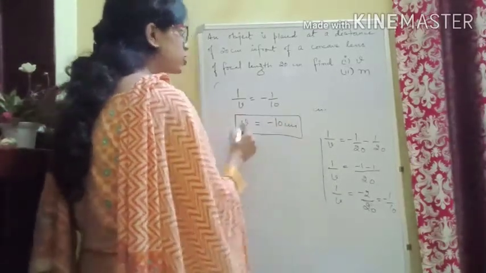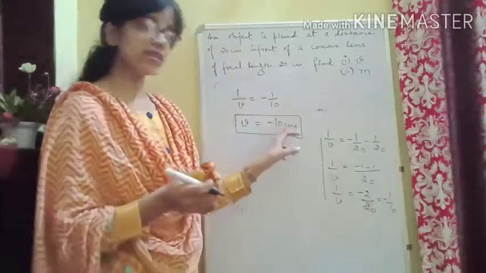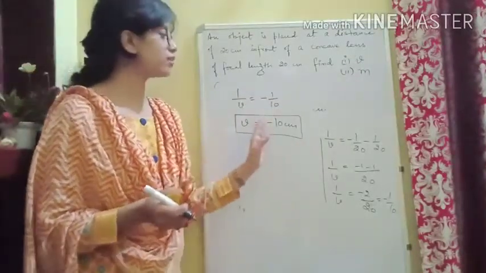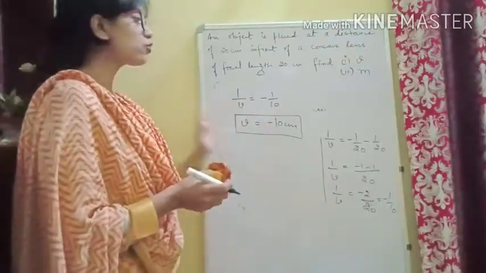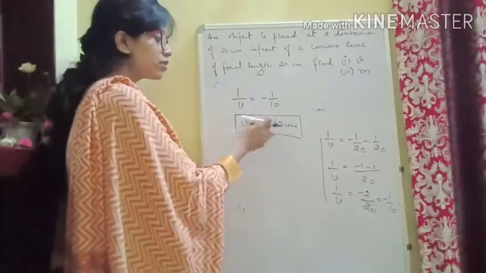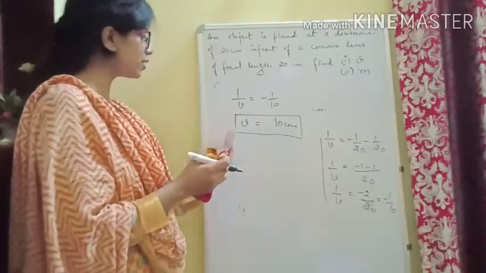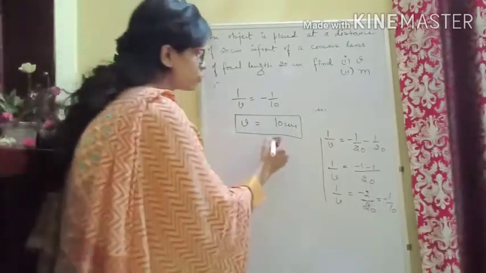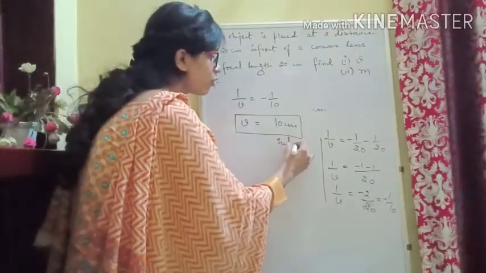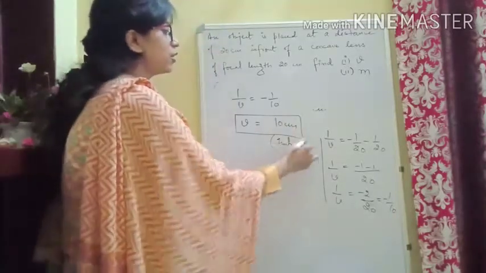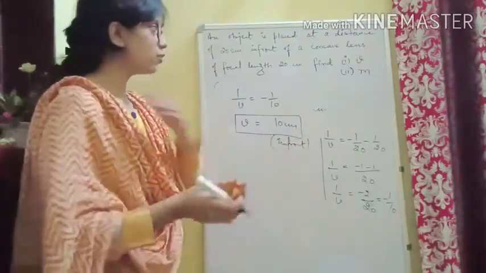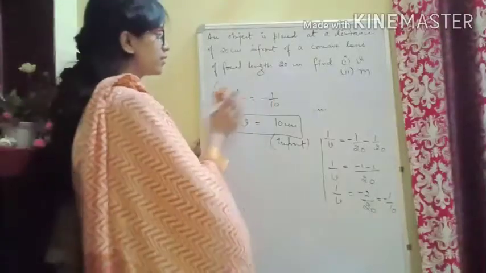That means the position of the image is 10 centimeter, and since it is minus, it means it is on the left hand side. Whether you put this minus sign or you are removing it, that means it is on the left hand side. So we write it is in front of the lens. You just write the image will be formed at 10 centimeter in front of the lens. Now next is magnification.